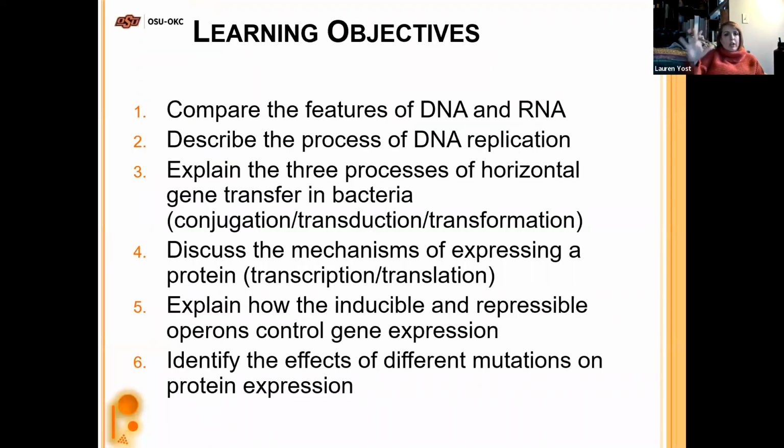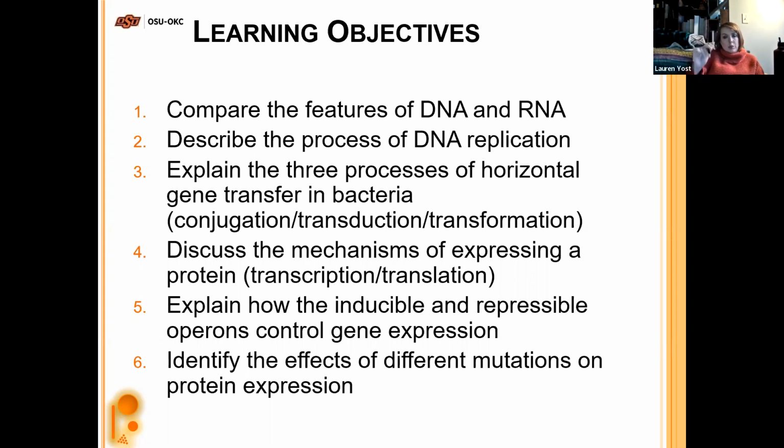Things we're going to talk about here: features of DNA and RNA, and the process of DNA replication. We have to make copies of it, right, in order to make new cells. The three processes of horizontal gene transfer in bacteria, which are called conjugation, transduction, and transformation. We'll talk about how each of those work. The mechanisms of expressing a protein, the steps of transcription, which is DNA to RNA, and then translation, which is RNA into protein, and how that all works.